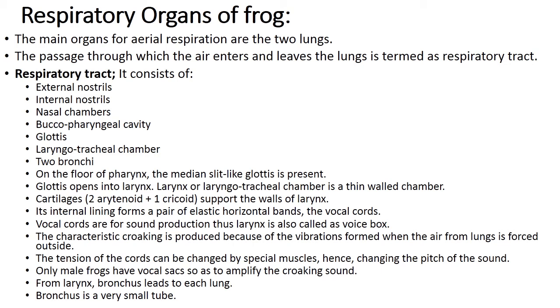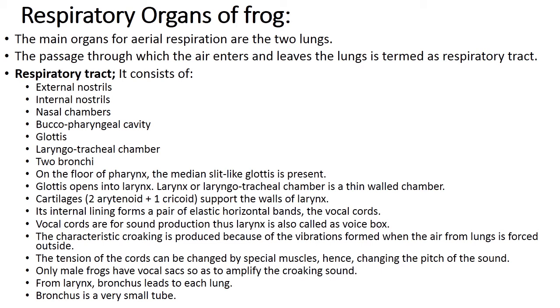On the floor of the pharynx, the median slit-like glottis is present. The glottis opens into the larynx. The larynx, or laryngotracheal chamber, is a thin-walled chamber. Cartilages support the walls of the larynx. Its inner lining forms a pair of elastic horizontal bands called the vocal cords. Vocal cords are for sound production, so the larynx is also called the voice box.